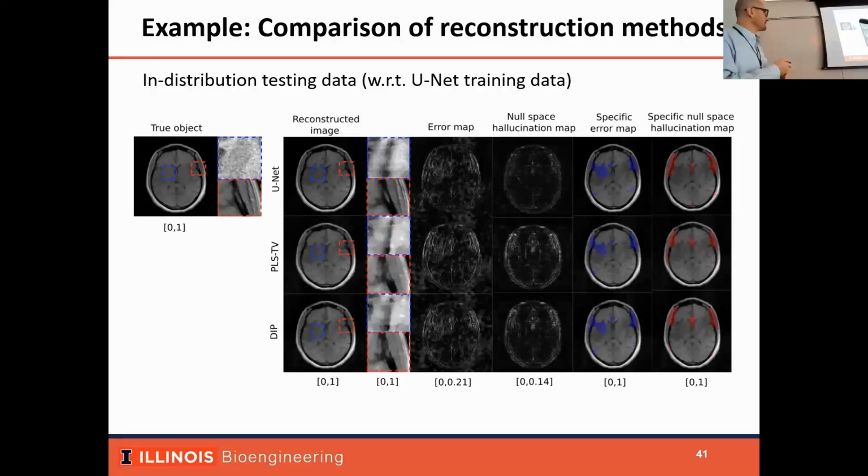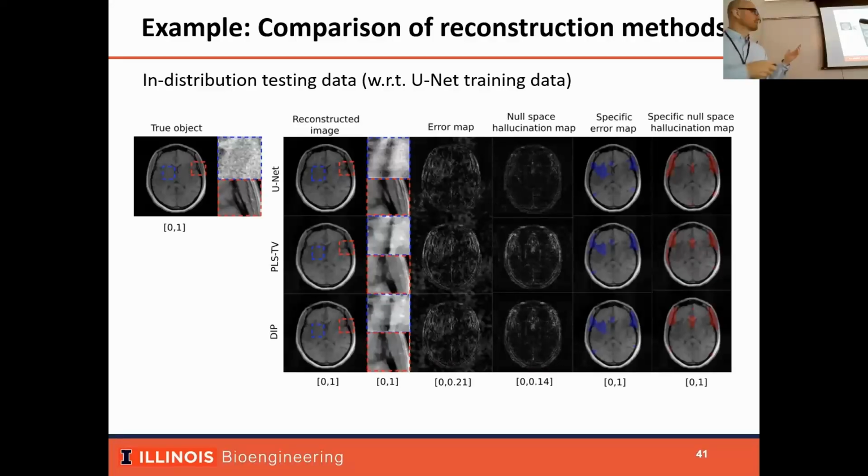The first thing we notice is that these were evaluated on in-distribution testing data, at least with respect to the UNet training data. If we look at the ROI in the red box, we can see the UNet did a remarkably good job of recovering that region of the image, where the PLS-TV is over-smoothed. Well, that's our fault. We chose the regularization parameter wrong, but that's irrelevant. Now, here is the error map, here is the null space hallucination map, and here are the image processed, or specific, versions of the error map and the hallucination map.